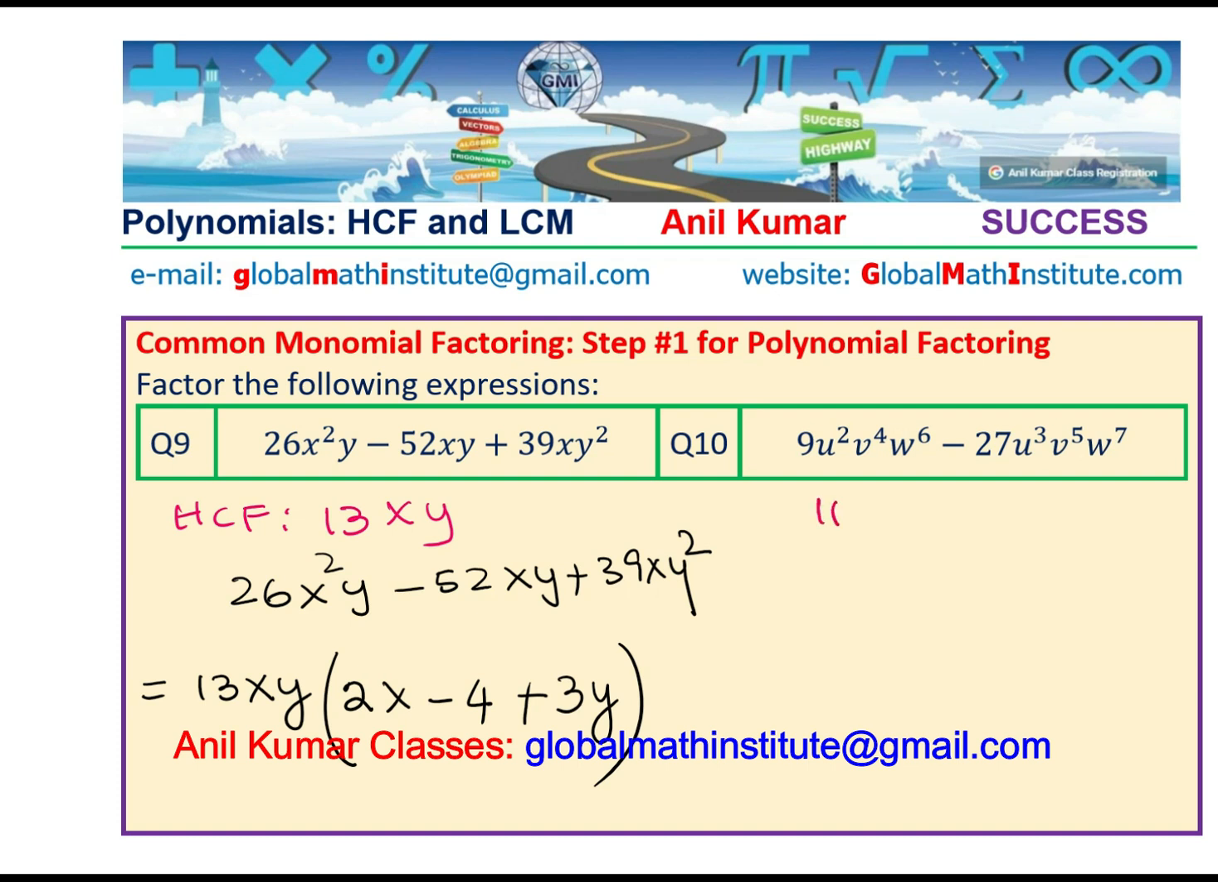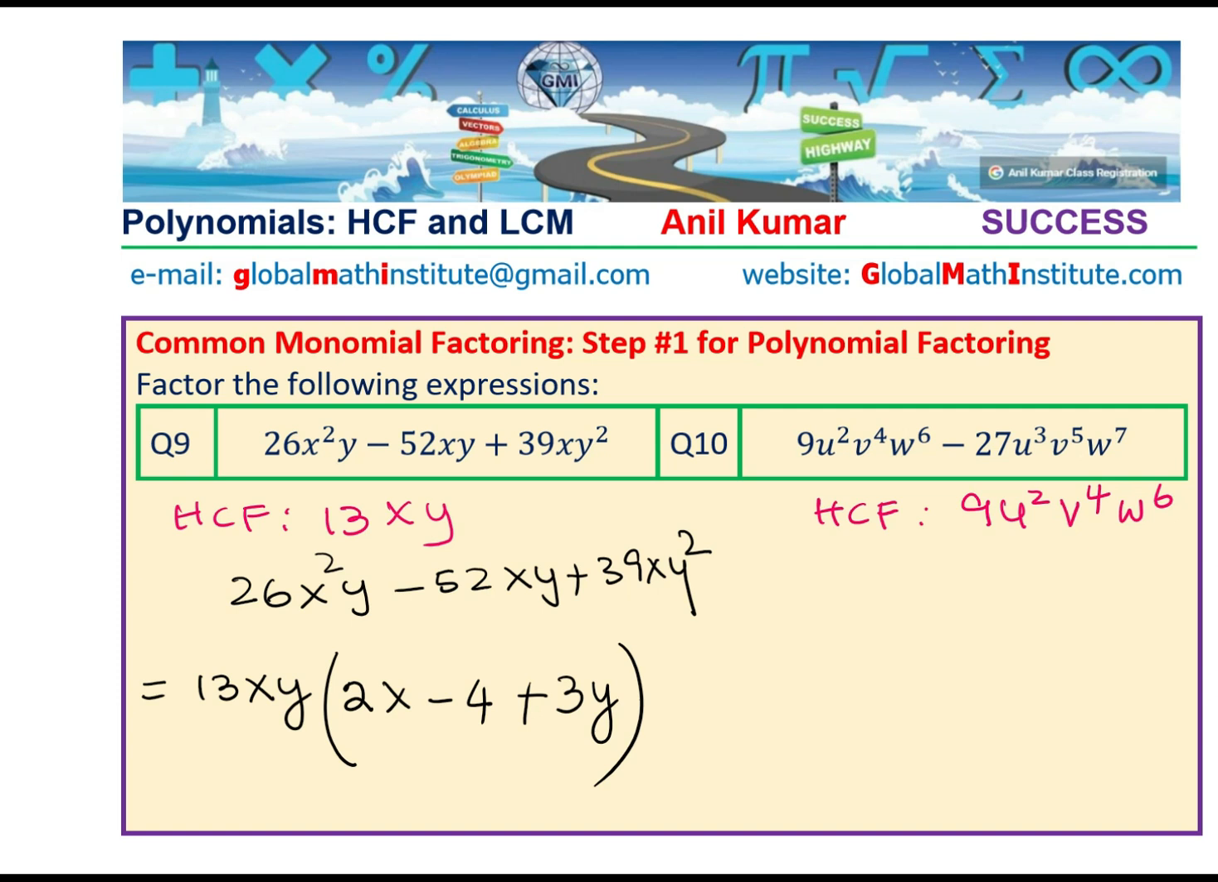So first identify the highest common factor, the numbers 9 and 27. 9 is common. Look at each variable. U square and u cube means u square is common. V to the power of 4, V to the power of 5, V to the power of 4 is common. W to the power of 6 and 7, W to the power of 6 is common. Once you identify this, then go ahead with factoring.